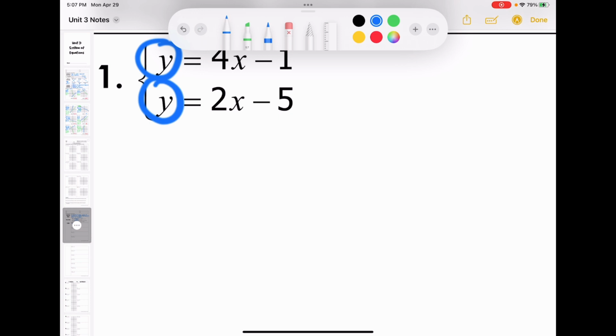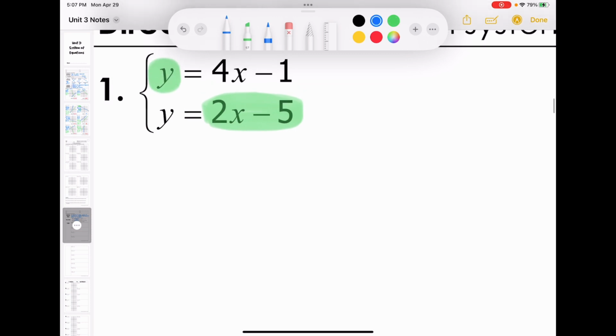Step 2 says to substitute one of these expressions into the other equation and solve for the variable. So to make it easy, I'm going to take my second equation, 2x minus 5, and I'm going to substitute it in for y into my first equation. Which leaves me with 2x minus 5 equals 4x minus 1.